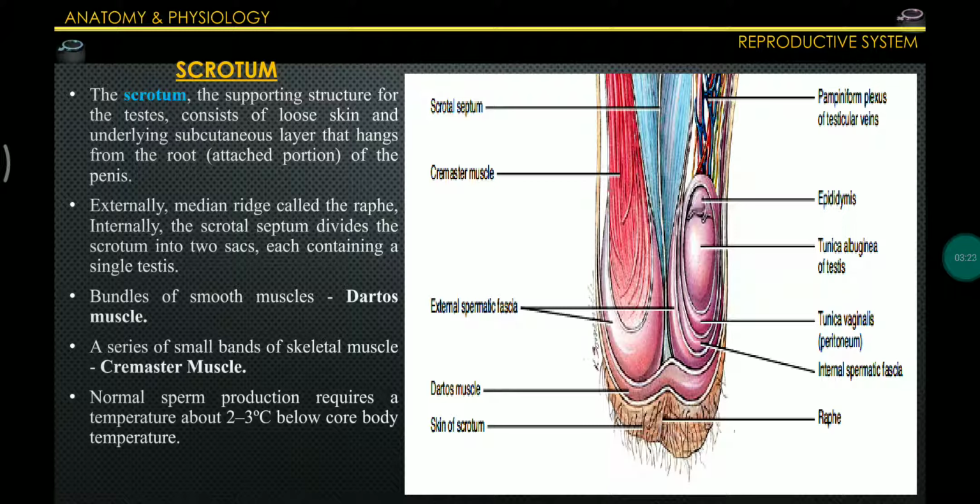Dartos muscle helps in the movement of the skin of the scrotal sacs, whereas cremaster muscles help in the movement of the testis in and out of the body through the inguinal canals. Normal sperm production occurs at 2 to 3 degrees below the core body temperature.